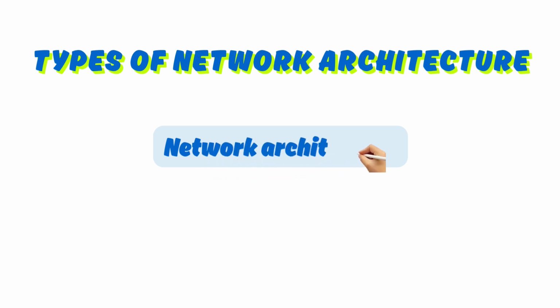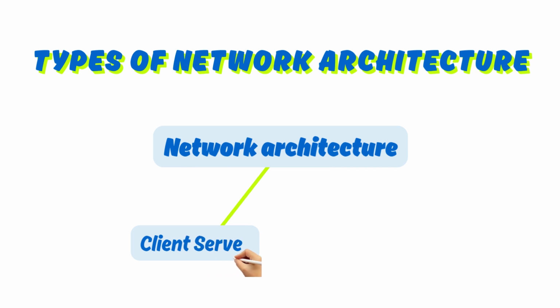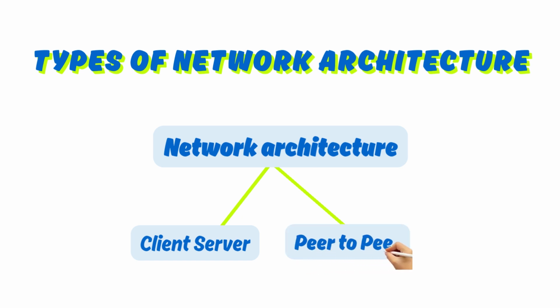The first one is known as client-server architecture, where one powerful device, the server, provides services or data to the many other devices known as clients. The second is peer-to-peer architecture, where all devices are equal and share resources directly without having a central server.